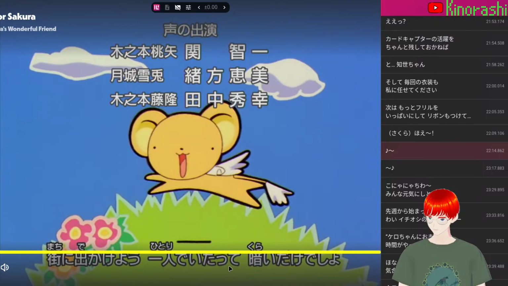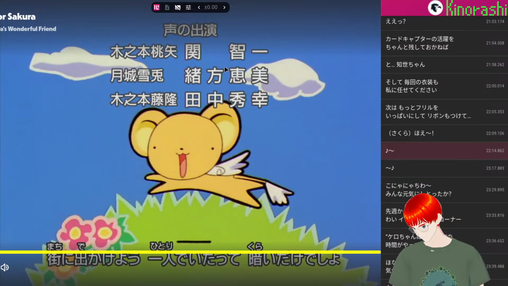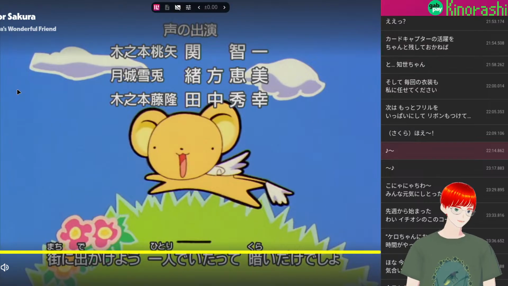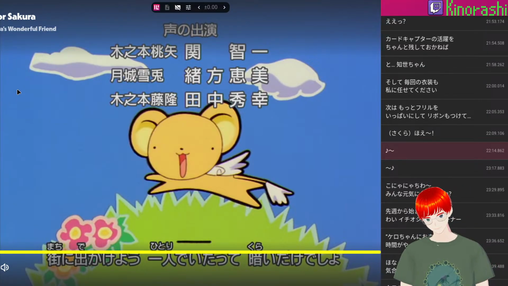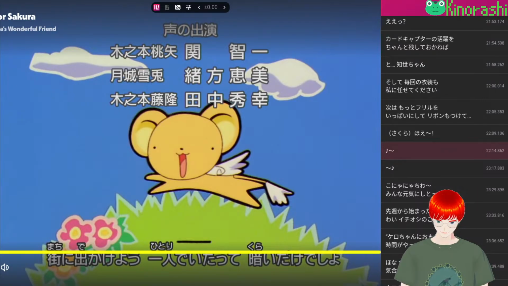Kurai dake desho. Kurai, dark, gloomy. Even if it's, let's see, to be just gloomy. Kurai dake desho. It's just dark, isn't it? So, machi ni dekakeyo, hitori de itatte kurai dake desho. So, let's go out to the city. Even if I'm alone, it's just dark.